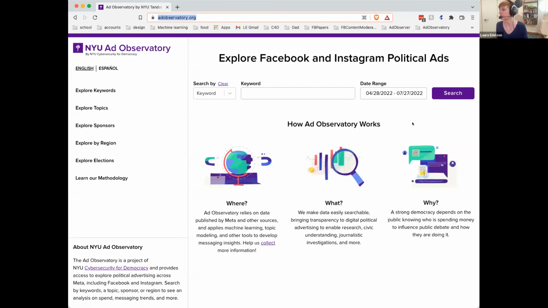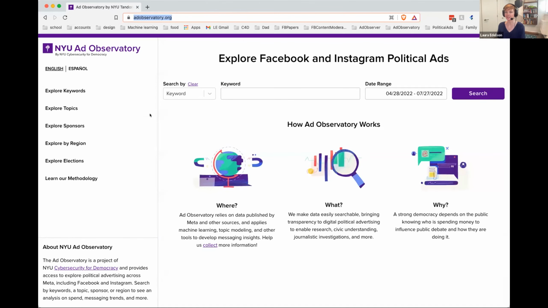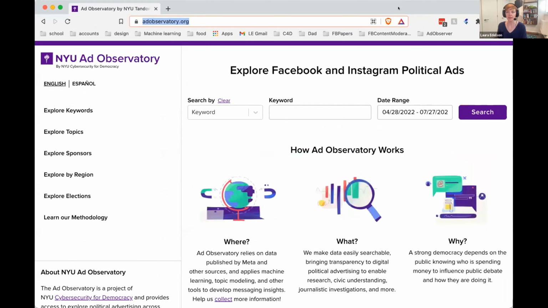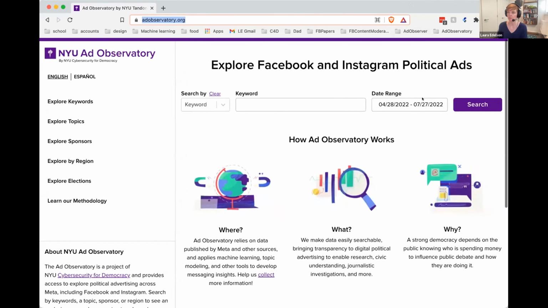Okay, I think everyone can see my screen. I should first say that we first launched this tool in 2020, and it was I think a very effective tool for monitoring a variety of elections that cycle, and this cycle we've built even more functionality into it.